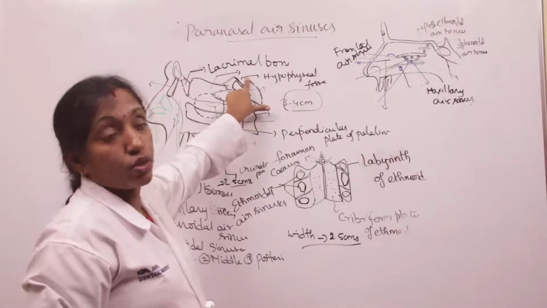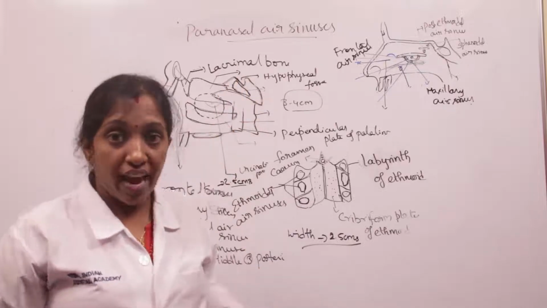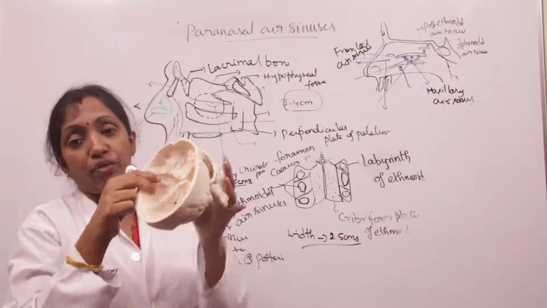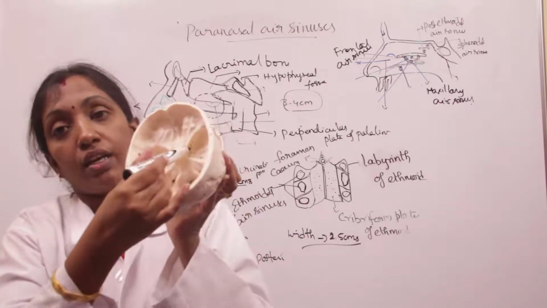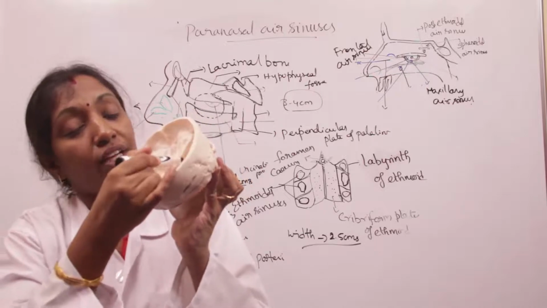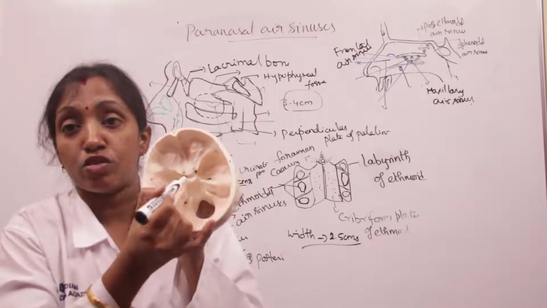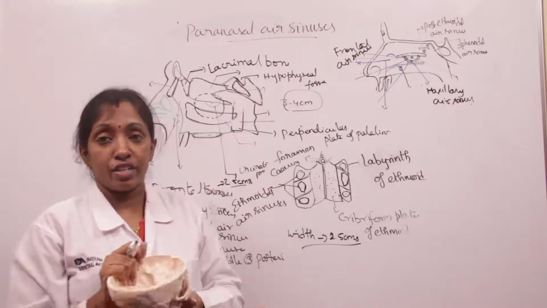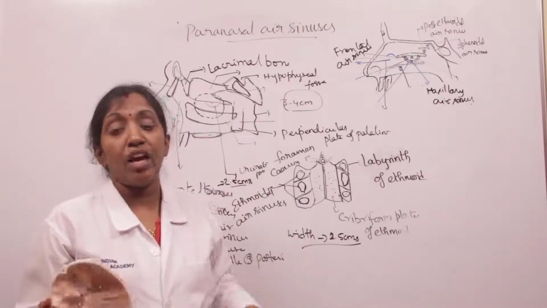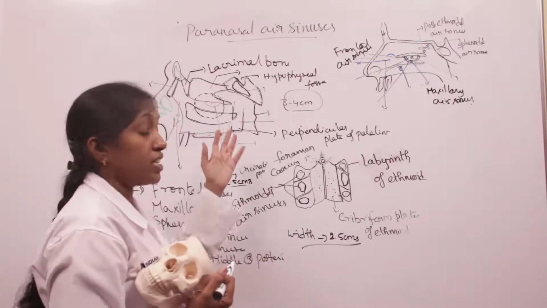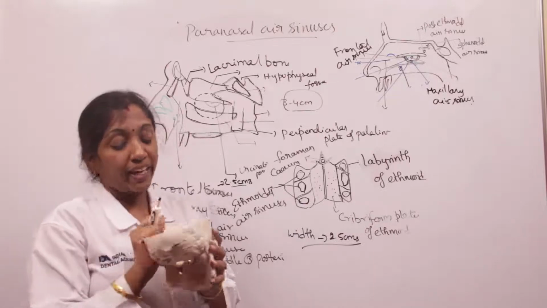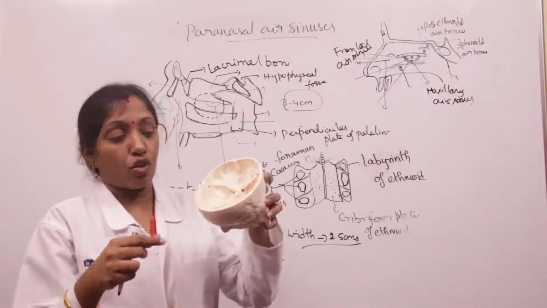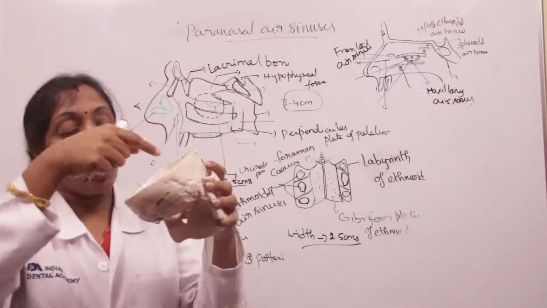It is related superiorly to the hypophyseal fossa, where the pituitary gland lodges, and also to the optic chiasma. We have the optic chiasma present here, on the medial aspect of the lesser wing of sphenoid. Laterally it is related to the carotid canal, in which the internal carotid artery is present, and behind it is related to the pons and medulla oblongata, separated by the basilar plexus of veins. The pons and medulla oblongata are present in the posterior cranial fossa.